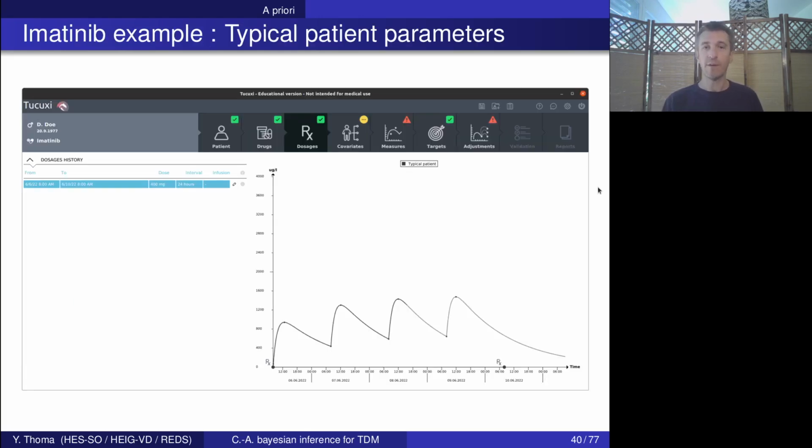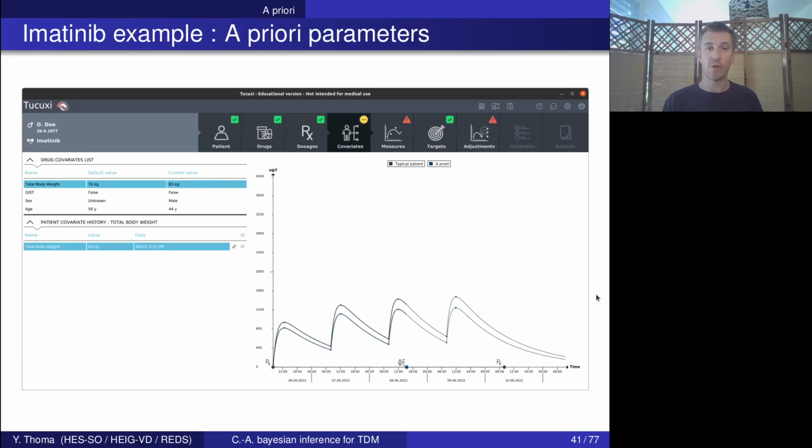So now, if I go back to my example of imatinib, that's the typical patient prediction we had previously. And now we know something about the patient, who is actually a male, 44 years old and 83 kilograms, it's more or less me actually. That's the blue line here that we should predict, that should be more accurate considering what we know about that person.